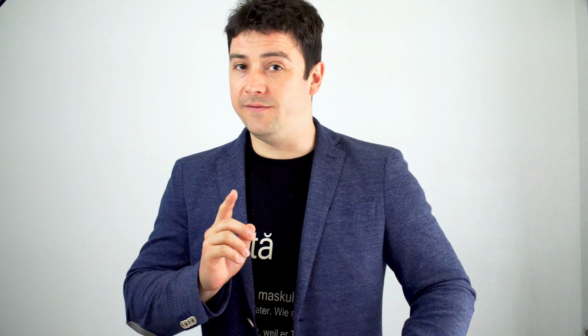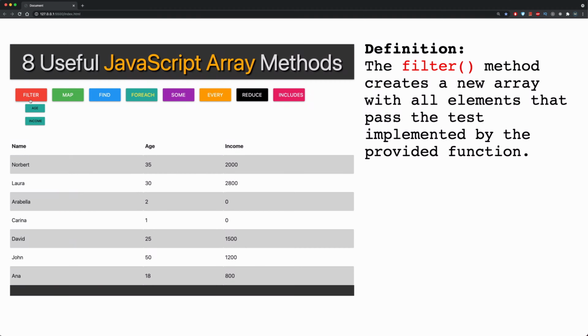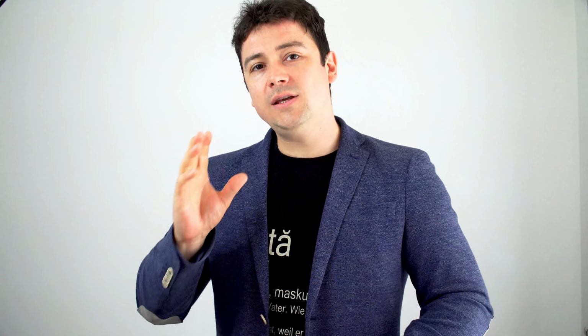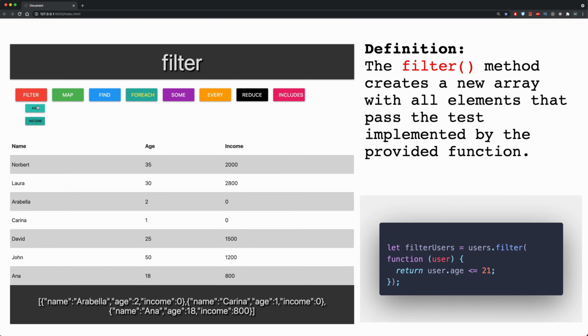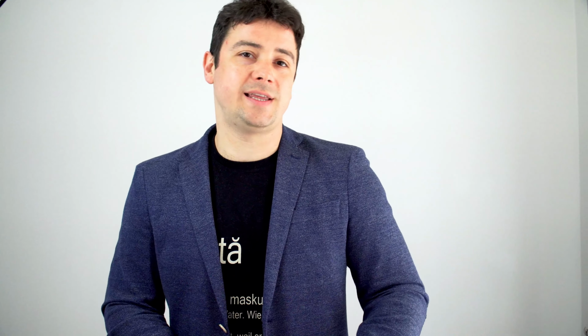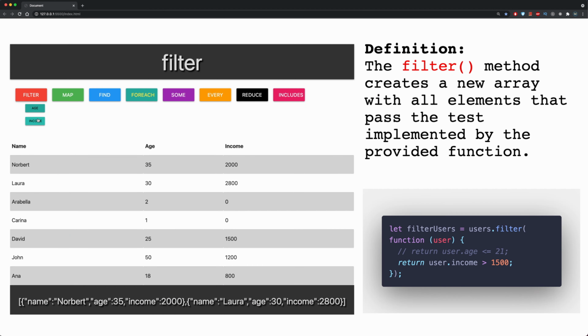Now by definition, the filter method creates a new array with all elements that pass the test implemented by the provided function. So for example, if I wish to extract all of the users with the age under 21, then I would get in return a new array with objects, name, age, and income with all of the users that are under 21. Now let's say I want to extract all of the users that have an income over 1,500. So let's click on income, and now I would get in return only 2 users.